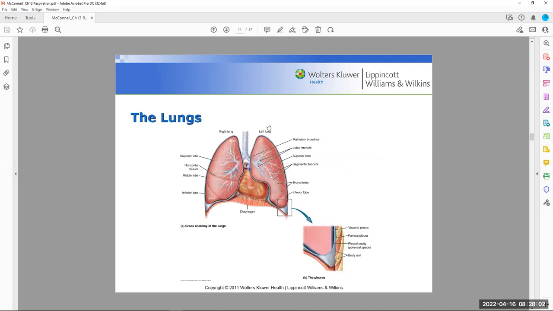You see it quite clearer here, the left lung and the right lung, to have this space for the heart. Remember, the apex of the heart always points to the left, and that is why it has this indentation or notch associated with the left lung itself.